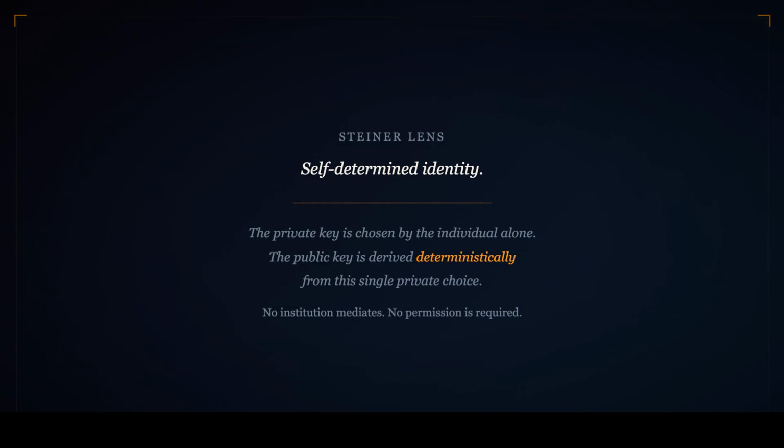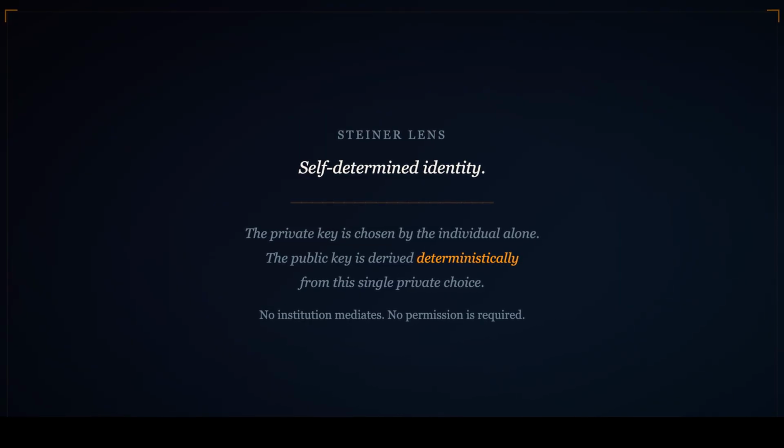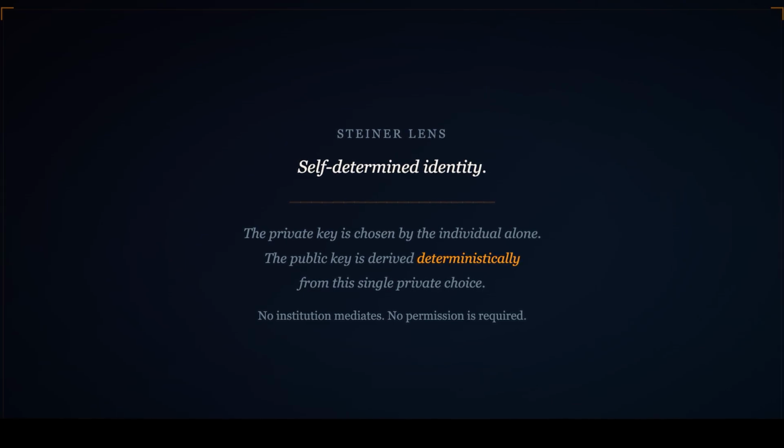A Bitcoin key pair embodies what Steiner calls self-determined identity. The private key is chosen by the individual alone. No registration authority, no identity provider, no central database. The public key is derived deterministically from this single private choice. The relationship between d and Q is constituted entirely by the mathematics of the elliptic curve. No institution mediates. The individual who holds a private key is sovereign in the strictest mathematical sense.